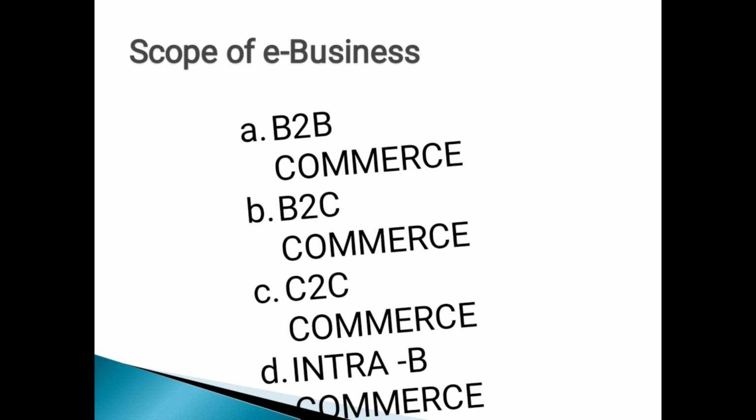So number one is B2B commerce. The transactions taking place between business firms are referred to as business to business or B2B transactions. For example, an automobile manufacturer makes several B2B transactions, such as buying tires, glass for window screens, door handles, etc. for its vehicles from different business units. So this is an example of B2B commerce.